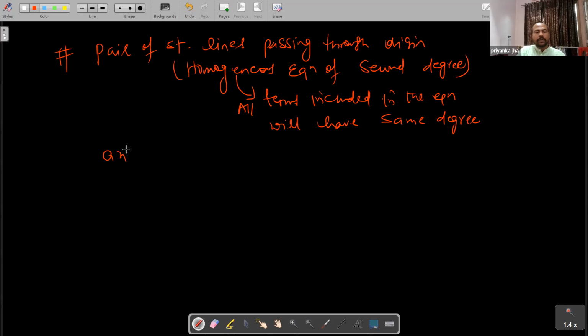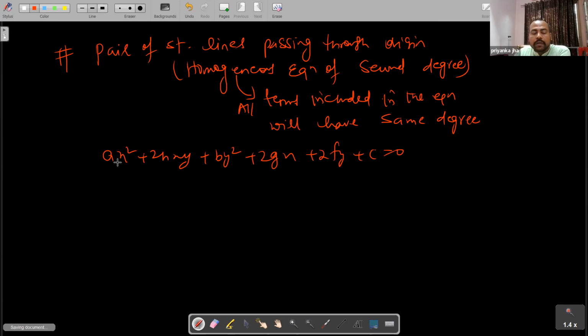See, we have a general equation like this: ax squared plus 2hxy plus by squared plus 2gx plus 2fy plus c equal to 0. This is not homogeneous because the degree of this term is 2. This term, power of x is 1, power of y is 1, so 1 plus 1, 2. Degree of this term is also 2, the highest power of that variable. Degree of this term is 1. Degree of this term is 1. This term has no degree. So this is non-homogeneous.